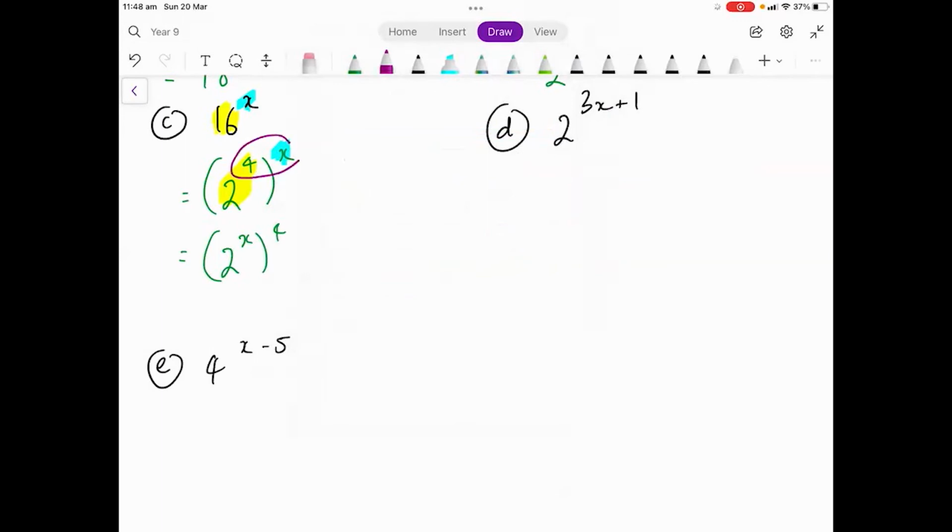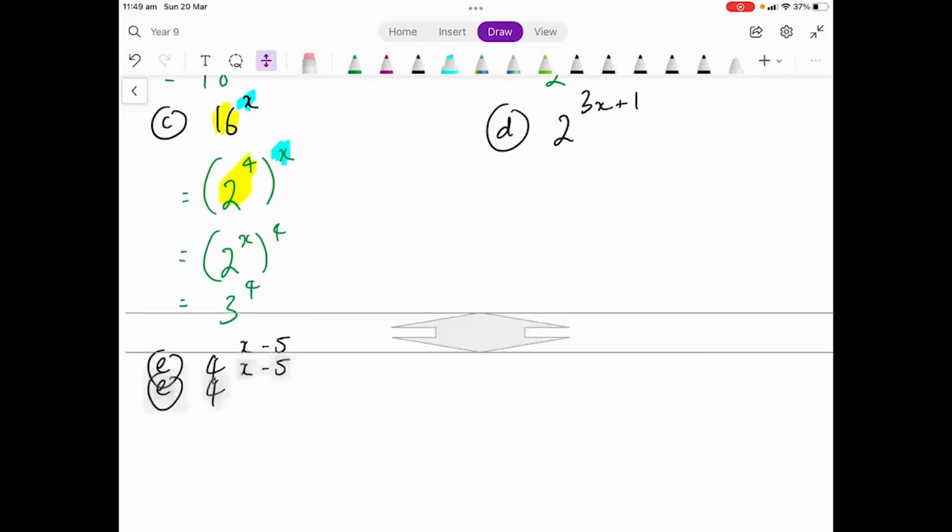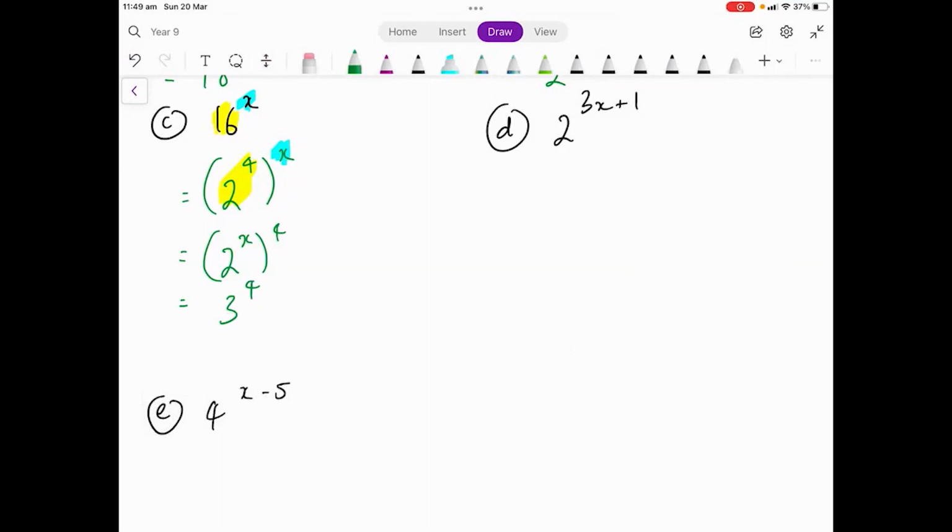There's another way to get 4x, and that's if you swap the x and the 4 around. That's what we're going to do. We're going to swap the x and the 4 around because I want 2 to the power of x, because that's what the question has given me. Once I've got 2 to the power of x, I can replace that with 3. Then it becomes 3 to the power of 4, which is simply 81.